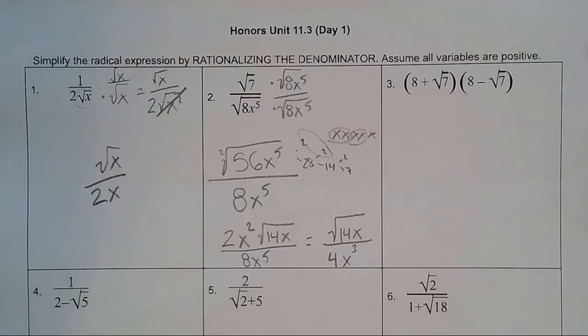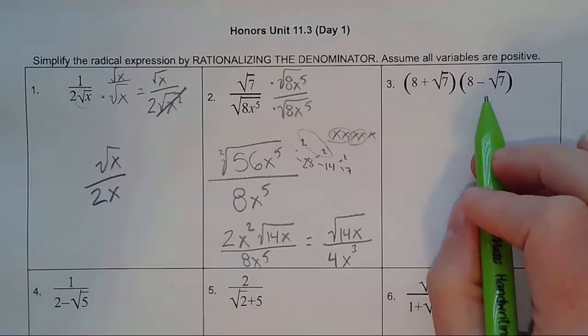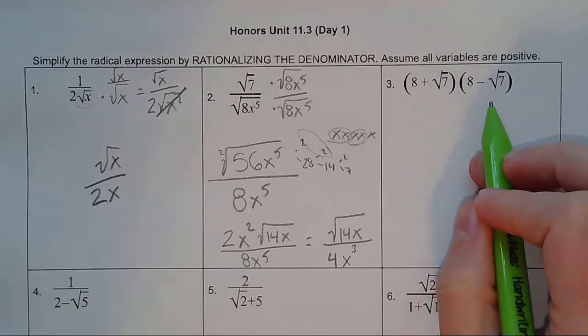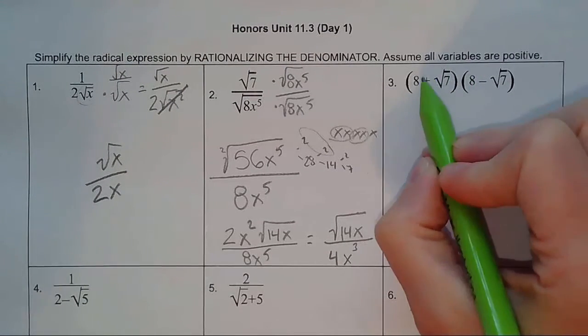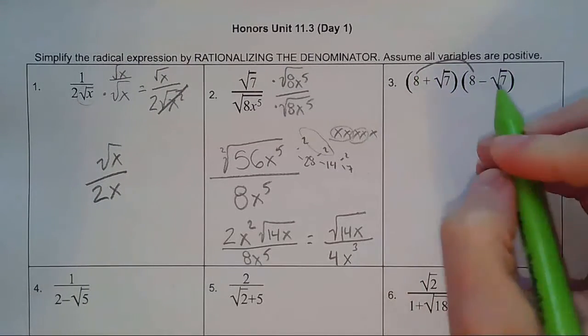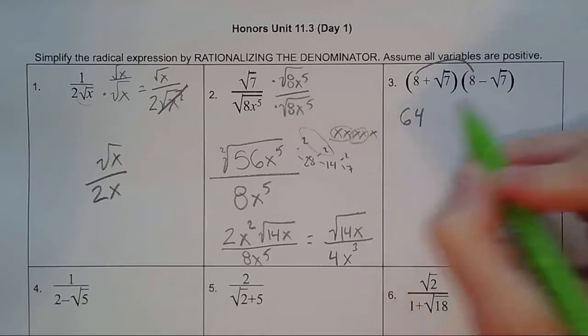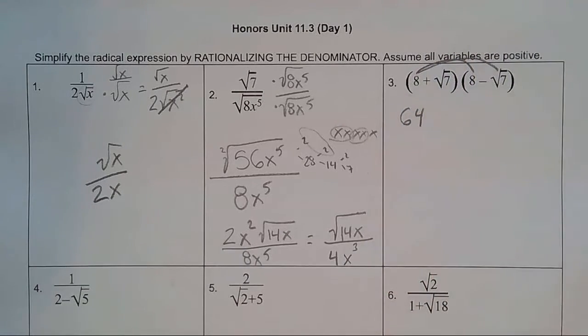Okay, so next we're going to talk about multiplying binomials, and I think one example here is plenty. If you need to watch it again, go for it. But I have 2 binomials. Don't forget, we multiply the first term times the first term. 8 times 8 is 64. We multiply the first term times the last term.